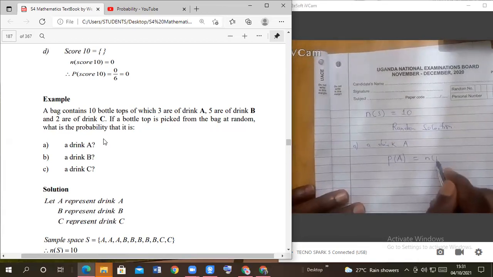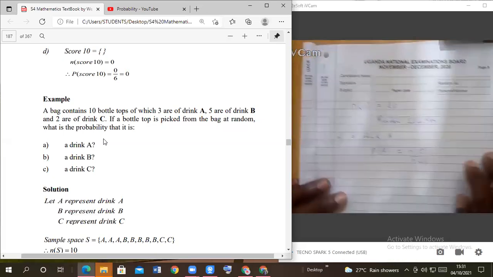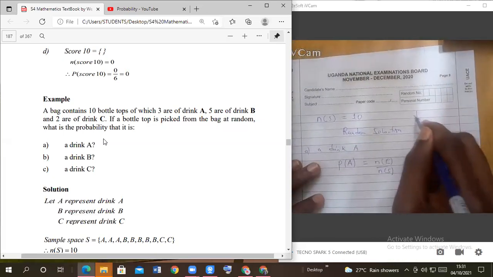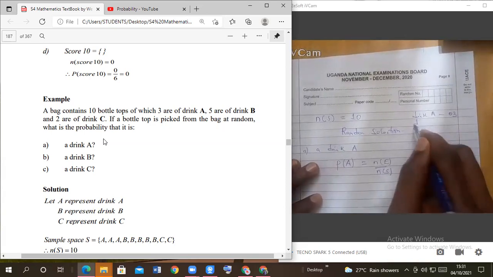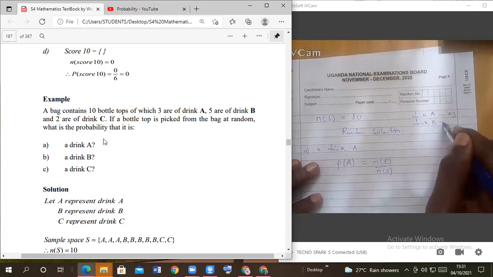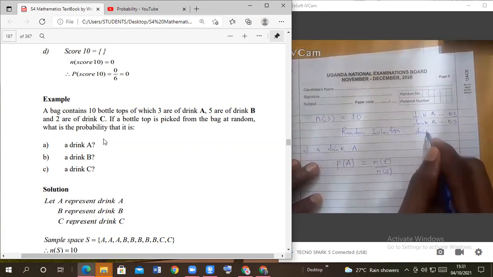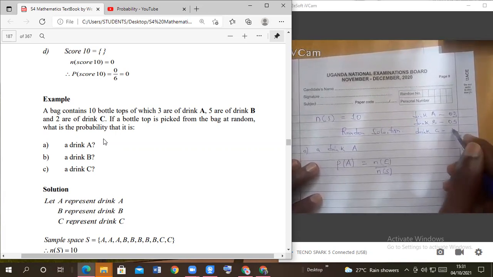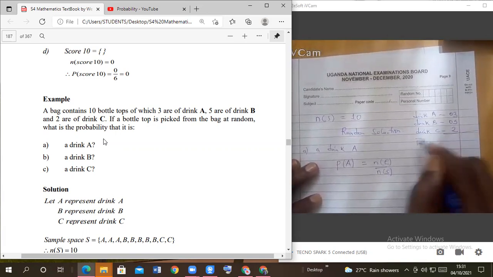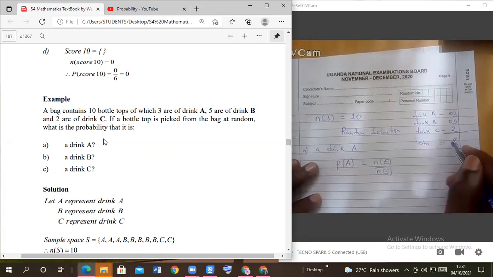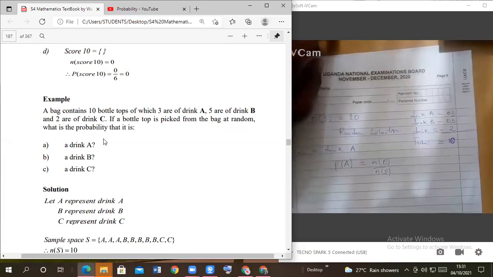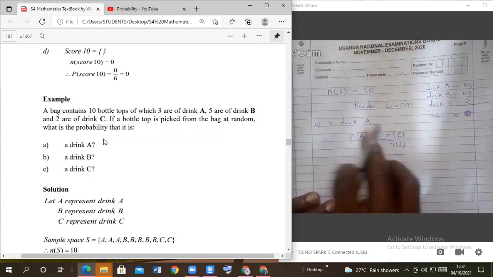It will be equals to the number of event divided by the number of sample space. So which means here you must know drink A, how many bottle tops are there? There are 3. What about drink B? There are 5. Then drink C has how many bottle tops? 2. That's why if you add them to give you the total or the sample space, it will be 10.